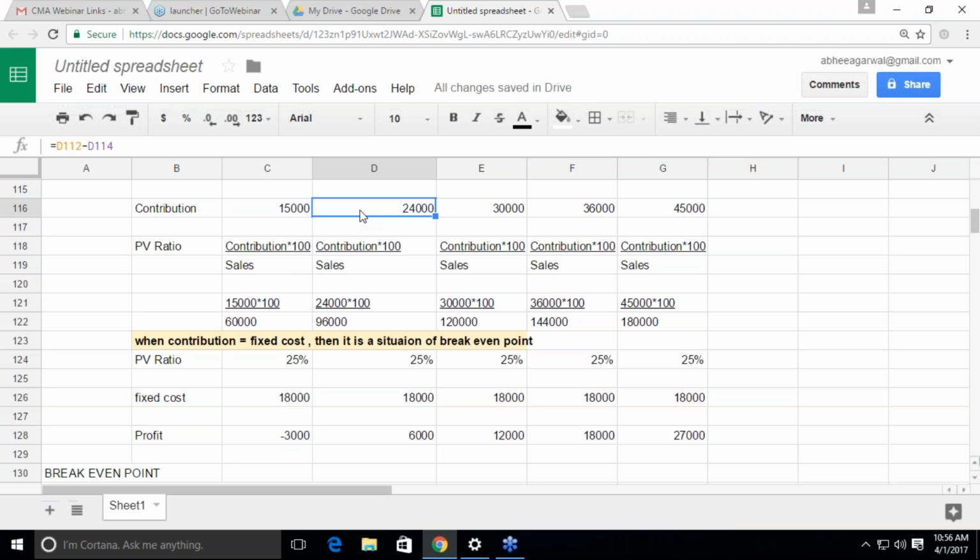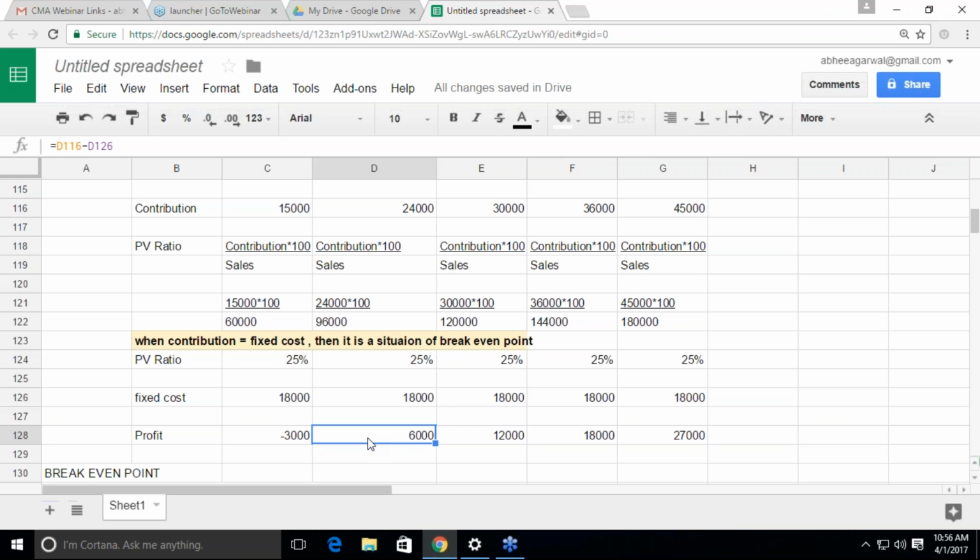In the second situation, my contribution was 24,000 and fixed cost was 18,000. Because of that, I got 6,000 rupees profit. That means contribution is a very important tool. If this contribution is equal to fixed cost, then I will get the no profit, no loss situation. Okay.